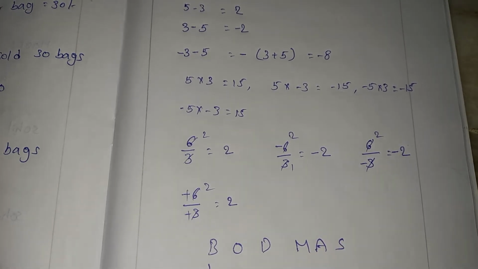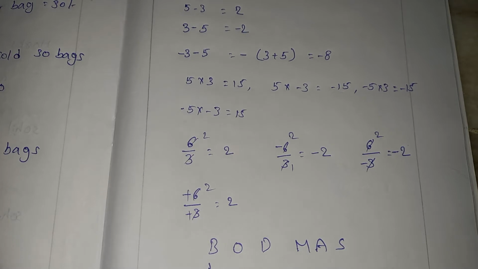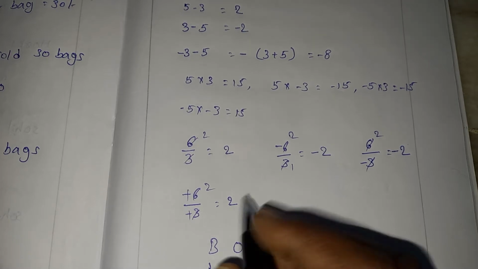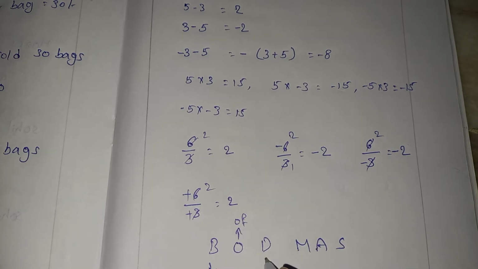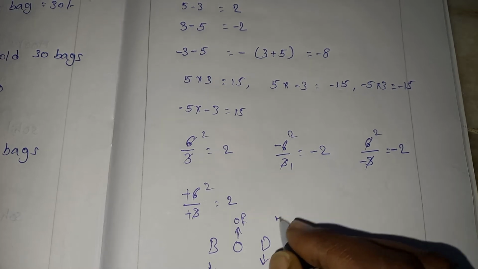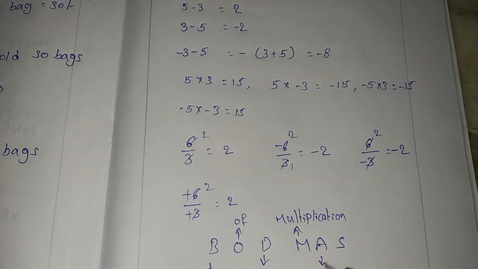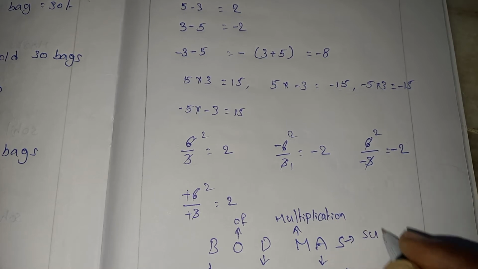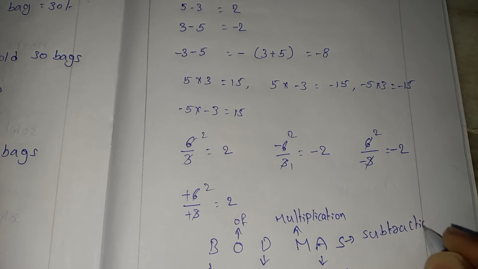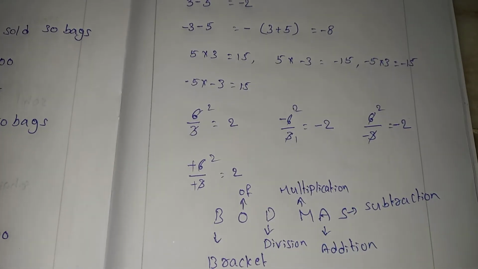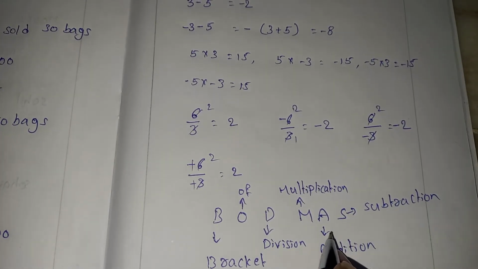BODMAS. Here B stands for bracket. O stands for of. D stands for division. M stands for multiplication. A stands for addition. And S stands for subtraction. The BODMAS tells us about the priority of making a calculation.